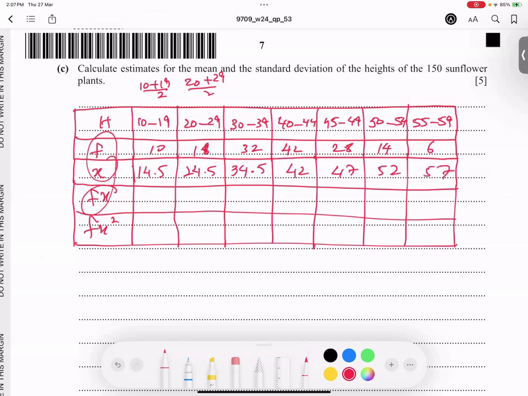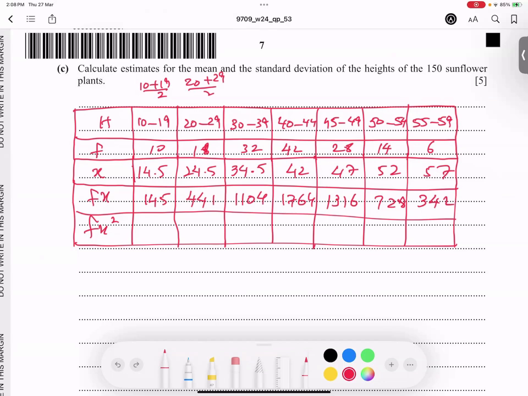Fx means multiply these two values. So 10 times 14.5, 145. Then I got 441. Then I got 1104. So students, you can check each: 1764, 1316, and 728, and 342. Fx square means what? The square of this number multiplied with the frequency. Okay, so this gives us fx square.